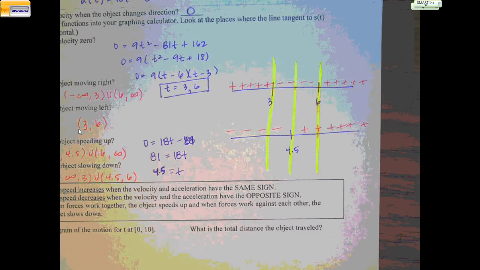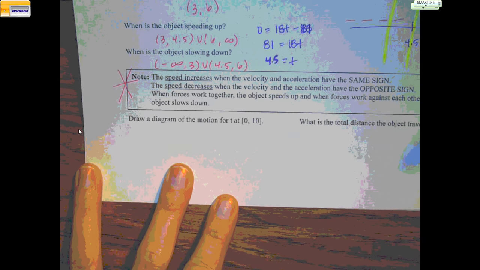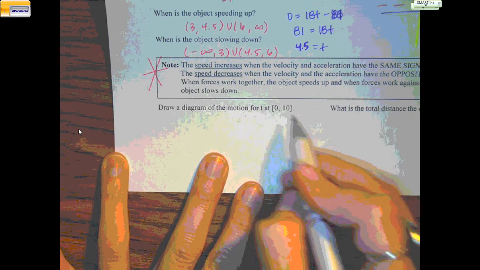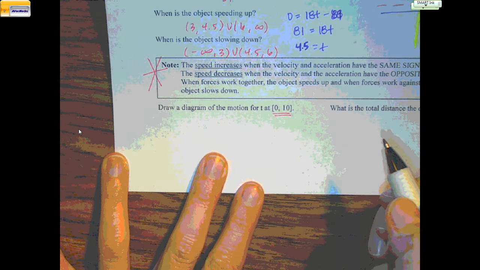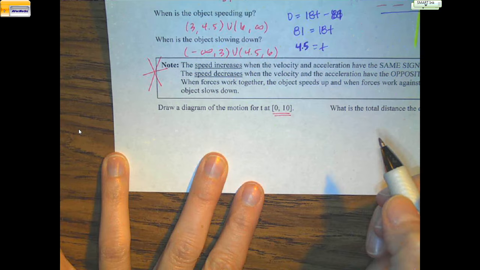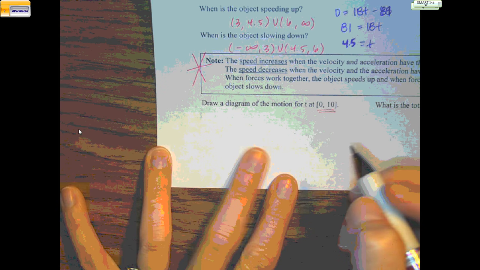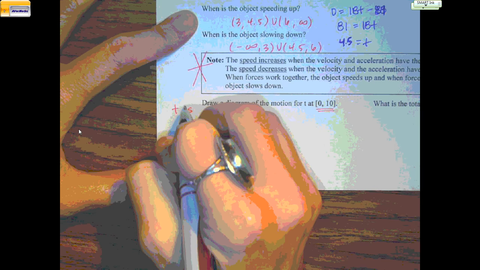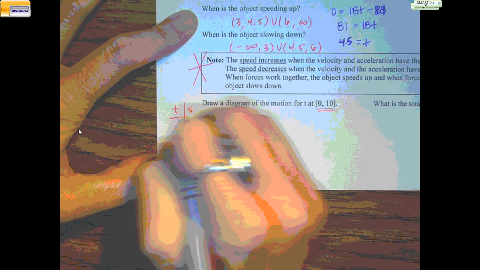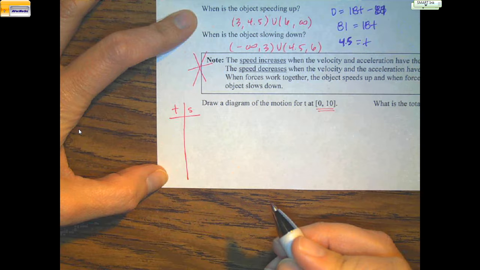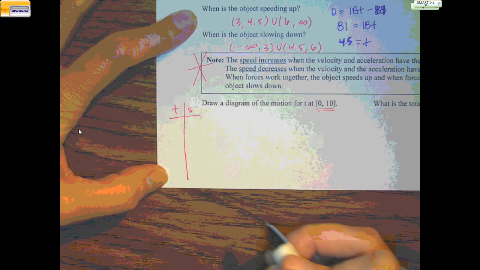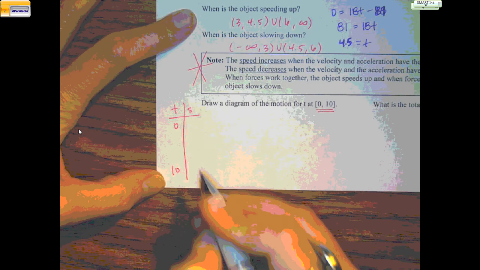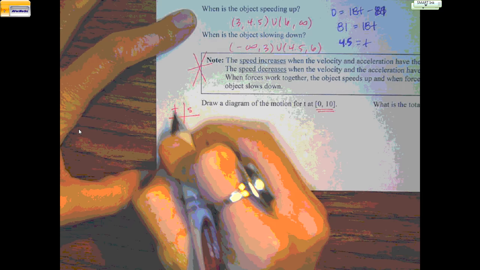Great. Okay. Last two things. Drawing a diagram for the motion for t, and they tell you between 0 and 10 seconds. So here's what I would strongly suggest doing. You don't have to do it this way, but I think it's smart. We're going to make a little t-chart. And we're going to put in our sort of important times, which is 0 seconds and 10 seconds, because we're going 0 to 10, and we know that it changes direction at 3 seconds, and it changes direction at 6 seconds.